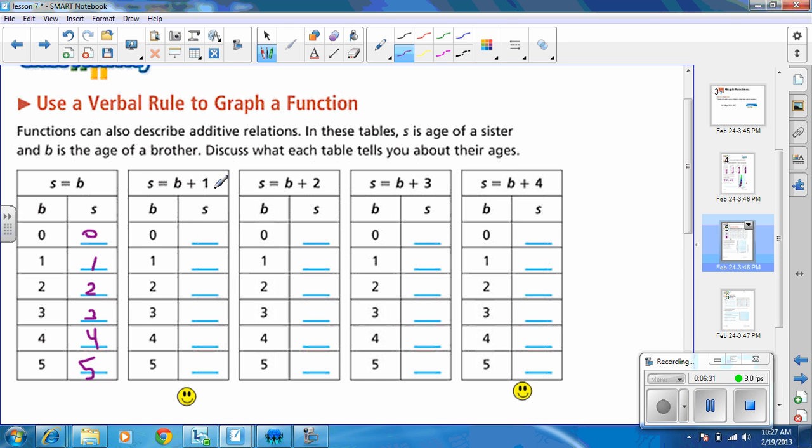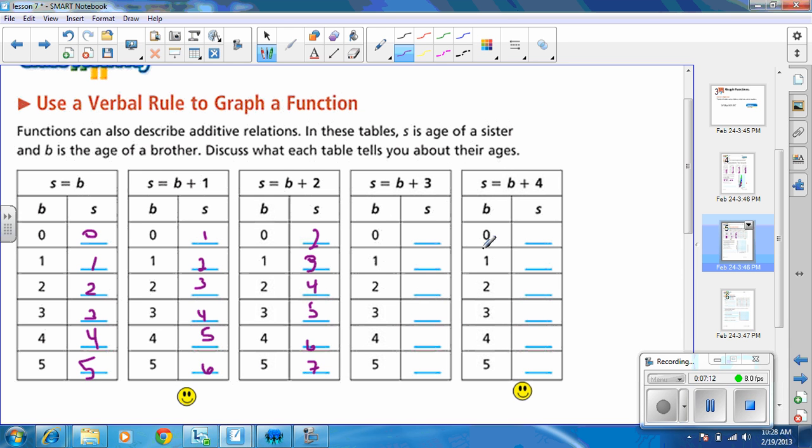Okay, well this one is what happens if the sister is a year older than the brother. So you're going to take B plus 1 gets you S. So 1, 2, 3, 4, 5, and 6. Okay, well what if the sister is 2 years older? Well, 2, right, 3, sorry, very sloppy, 3, 4, 5, 6 here, and 7 here.